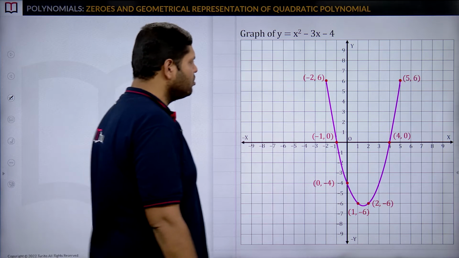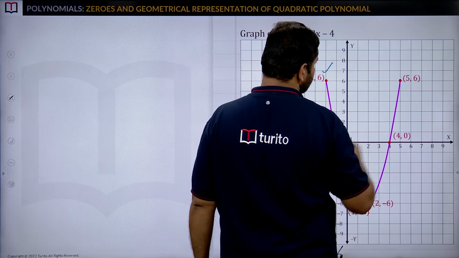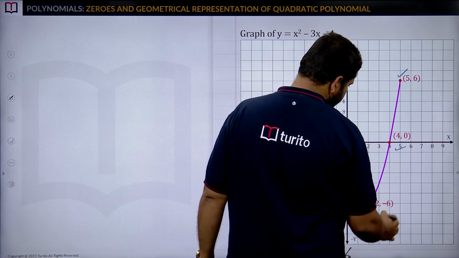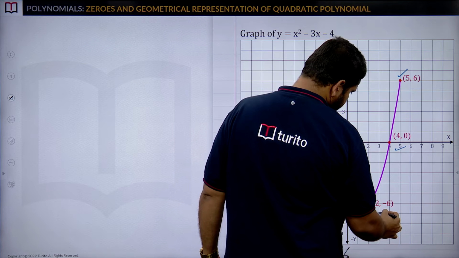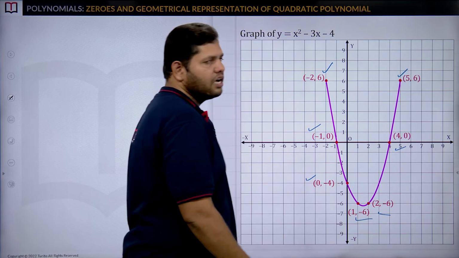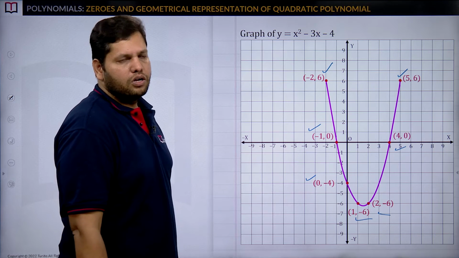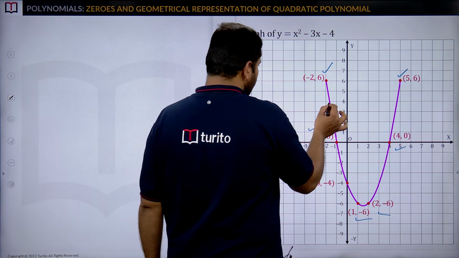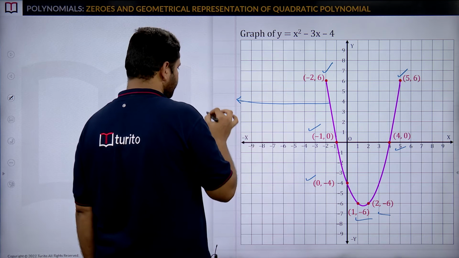Okay, so these are all the points. One is minus 2 comma 6 and 5 comma 6, 4 comma 0, and this is 1 comma minus 6, it is 2 comma minus 6, it is 0 comma minus 4, and this is minus 1 comma 0. So children, what is the shape of this graph? I told you already, it is a parabola shape.